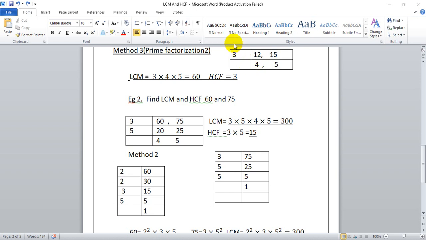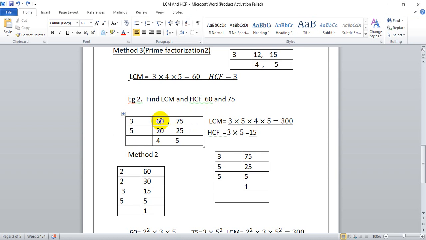To find LCM, we have to take 3, 4 and 5, all the numbers. 3 times 4 times 5 is equal to 60. See, the same answer we got by method 1 and 2. And for HCF, we are taking only the common factor here, 3. HCF is 3. Let us go to another example with bigger numbers. Find the LCM and HCF of 60 and 75.